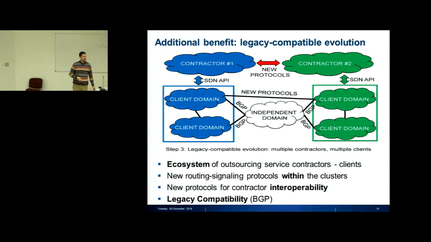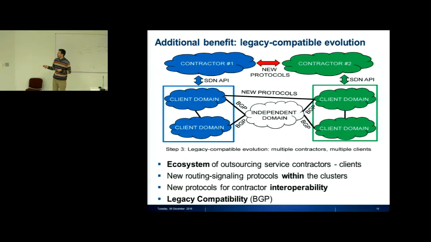So basically, this contractor becomes an incubator, as we say in English, that basically leads to change of the inter-domain routing protocol within his cluster of interest. And also a nice thing about this approach is that it's also an ecosystem. There are economic benefits associated with it, and it makes sense economically.